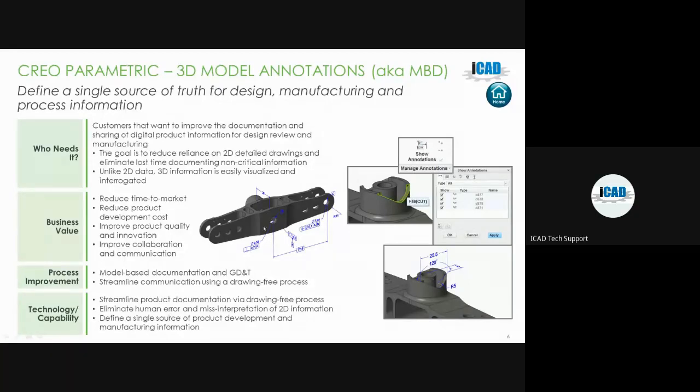So if we create all the dimensions on the model itself, it will be a single source of product development, and we need to manage only a single file. At that time we can eliminate the human errors, and we can also eliminate the misinterpretation of 2D information.